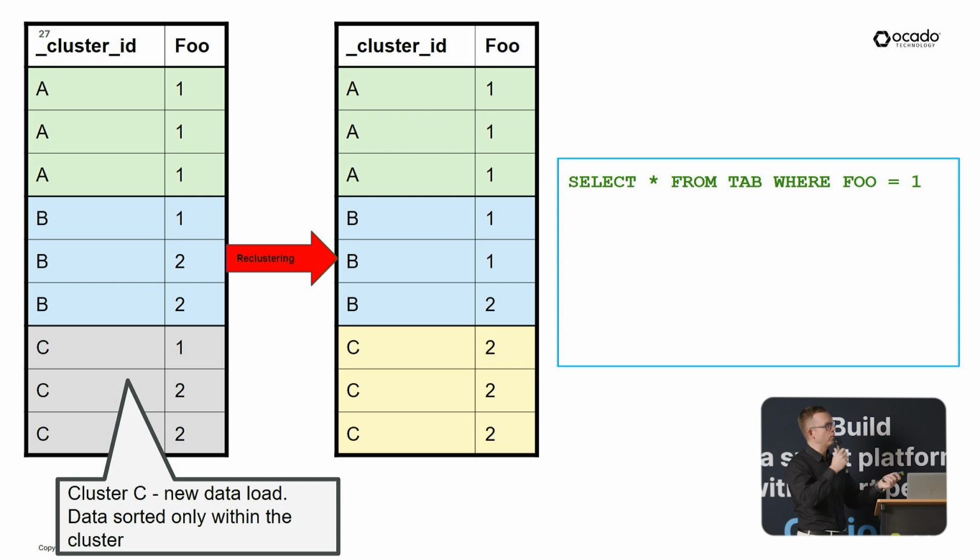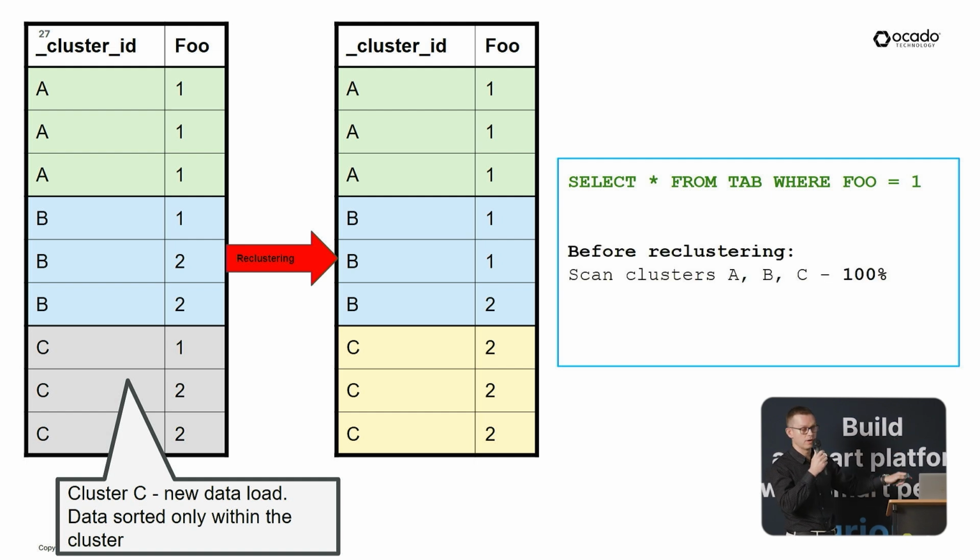What happens in case of queries? Let's say that we have a very simple query with restriction of foo column equal 1. First table, we need to scan green cluster, we need to scan blue cluster, and we need to scan the new part. Because in every single cluster, there may be value equal to 1, recorded with this value. We know that from min and max. So we need to scan all 3 clusters.